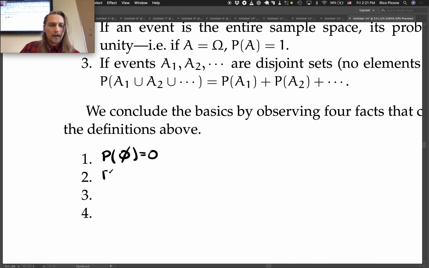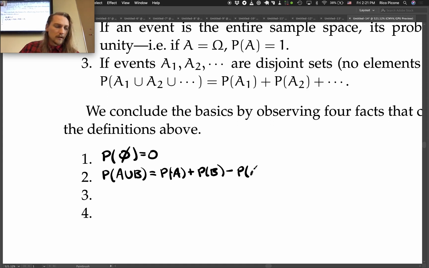The probability of A union B, so two events A and B, equals the probability of event A plus the probability of event B minus the probability of the intersection of A and B. Because otherwise you'd be double counting that intersection, right?